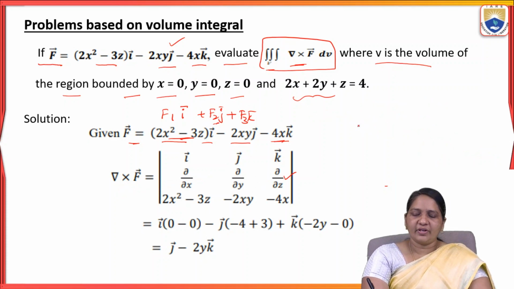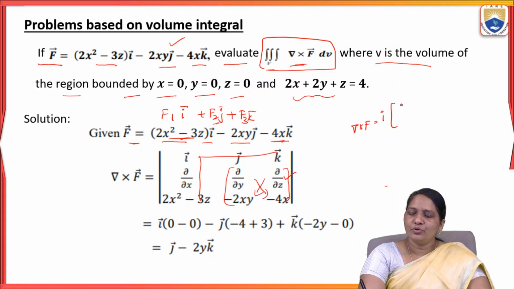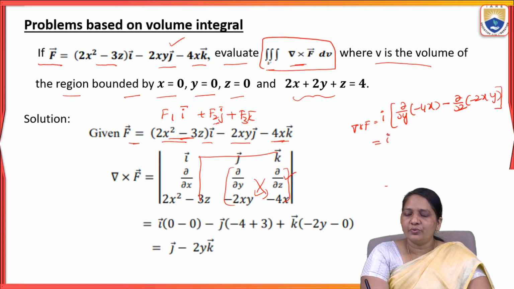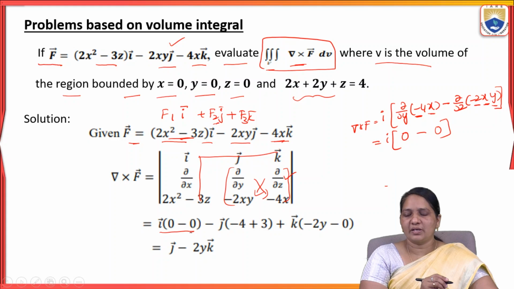So here del cross F value is i. When you are calculating with i, we have to take this one with the cross multiplication. So i into dou by dou y of minus 4x minus dou by dou z of minus 2xy. Now we are doing with respect to y, so 4 is constant, x is constant, so this value is 0. Minus, now I am doing with respect to z. This is minus 2xy, 2 is constant, x is constant, y is constant, so first term is 0. That's why we wrote here i into 0 minus 0.